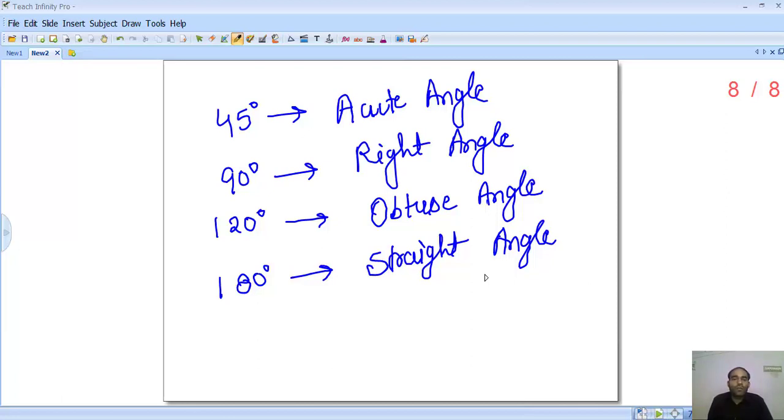Now we have learned about acute angle, obtuse angle, right angle, straight angle, reflex angle, and full angle. So we will stop our today's class here, and in the next class we will learn about naming of the angle, how we name the angle. Okay, let's meet in the next class.